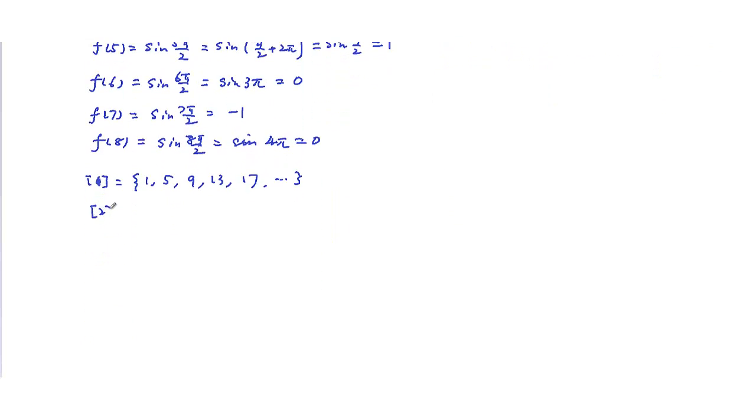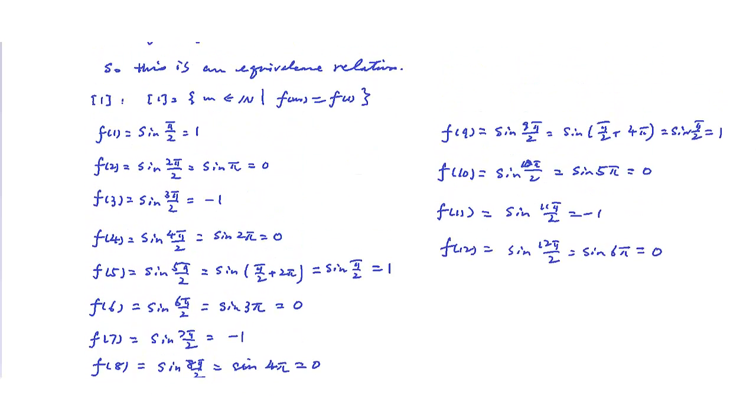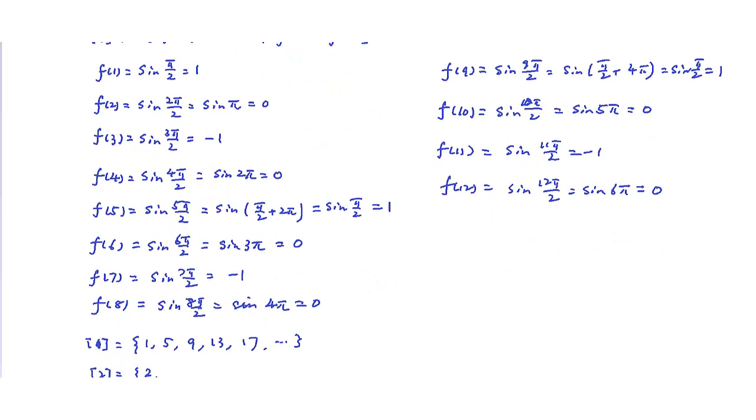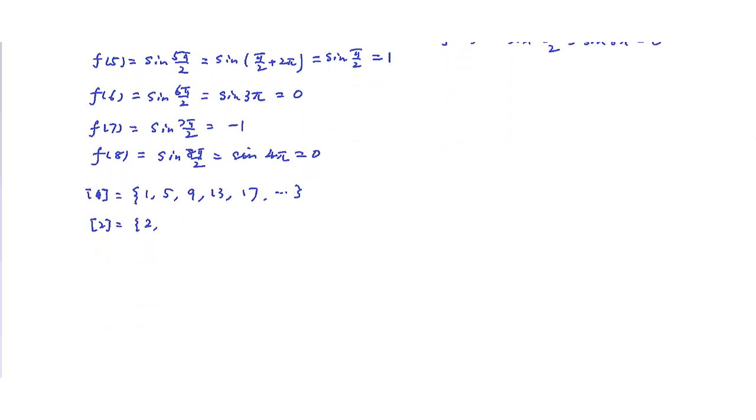For the equivalence class of 2, you look at f of 2, it's 0. So f of 4 is also 0, and then f of 8 is also 0. f of 10, f of 12. So you see that for all even numbers, the value is 0. So 2, 4, 6, 8, 10, and so on.